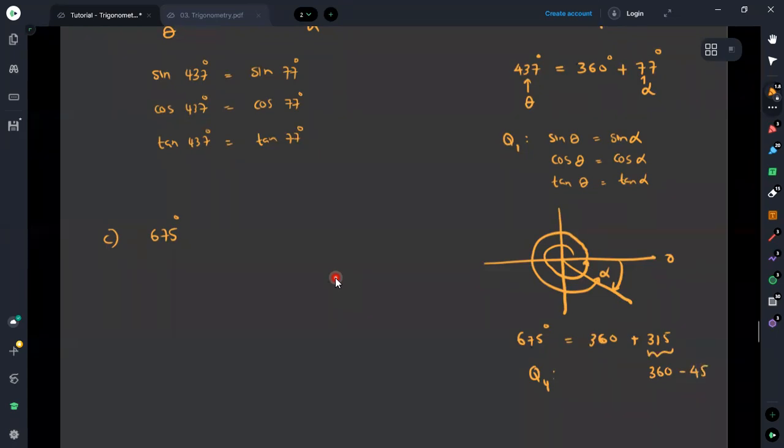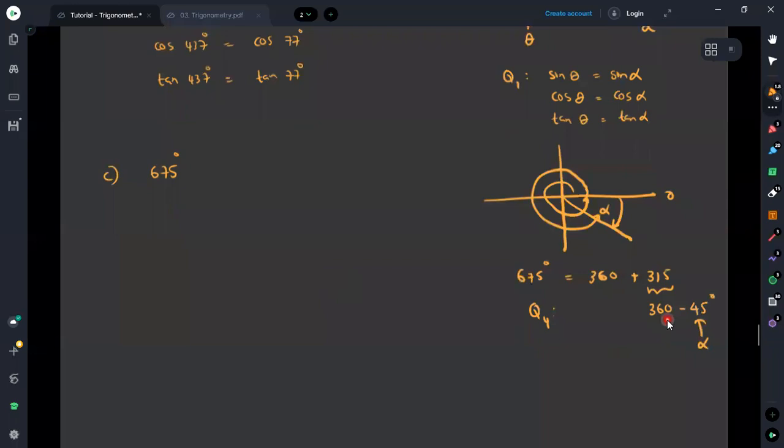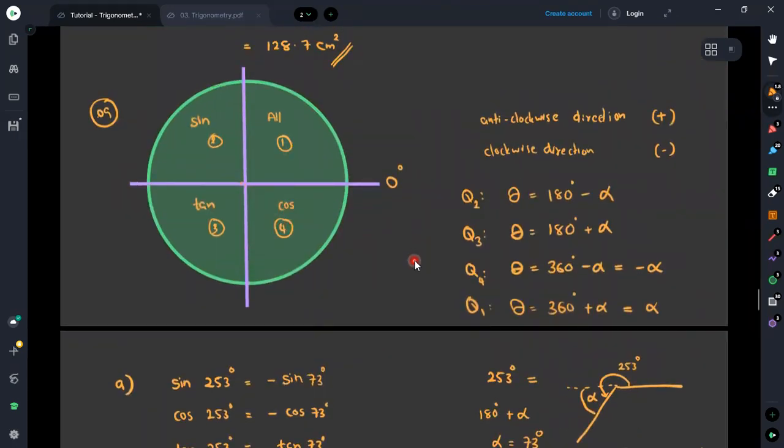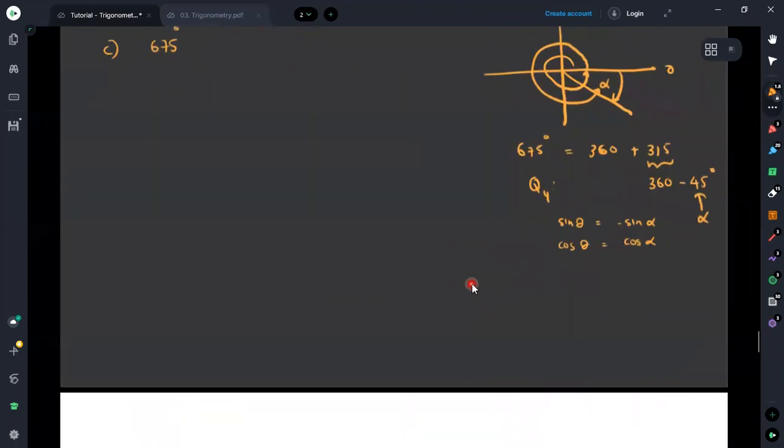Therefore, the associate acute angle alpha is 45 degrees. Then in the fourth quadrant, we can find the values. Sine theta becomes minus sine alpha. Cosine theta equals cosine alpha, since the cosine function gets a positive value in the fourth quadrant. Then tangent theta becomes minus tan alpha.